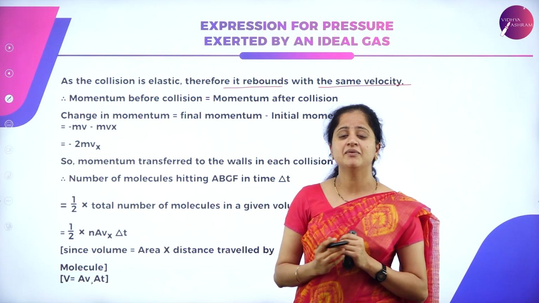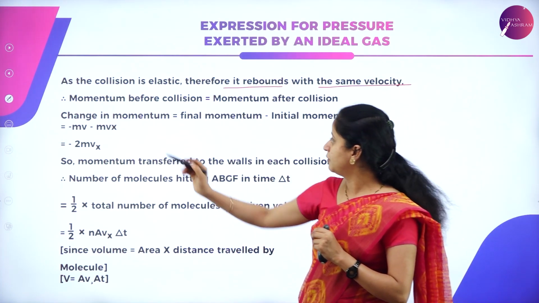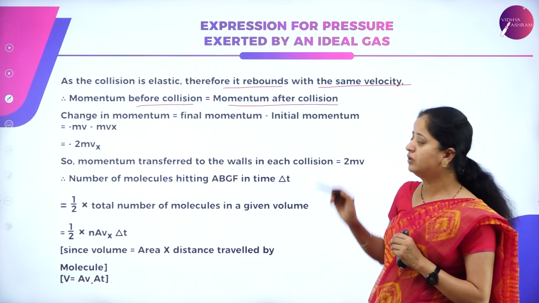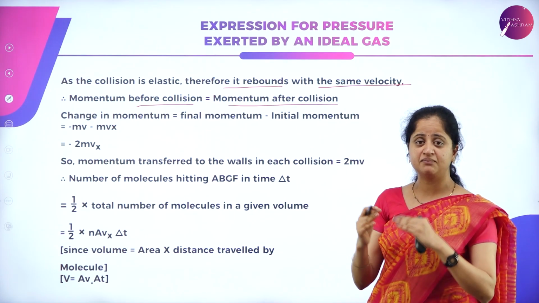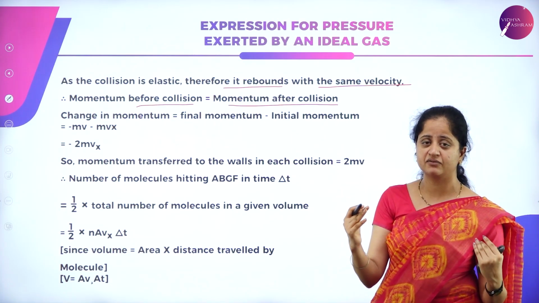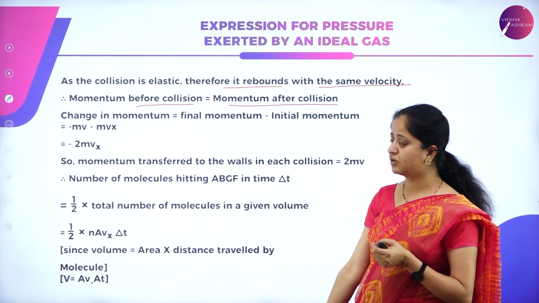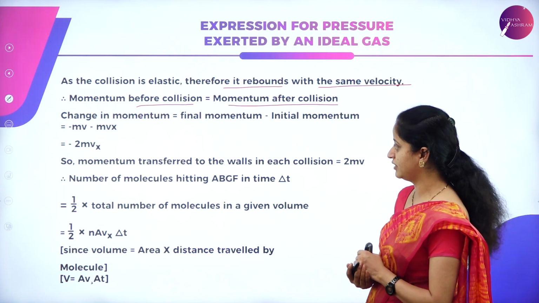So what is the total momentum transferred to the wall? Momentum before the collision will be equal to momentum after the collision, because it moves with the same velocity before it hits the wall and after it hits the wall and rebounds. So momentum before collision is equal to momentum after collision.